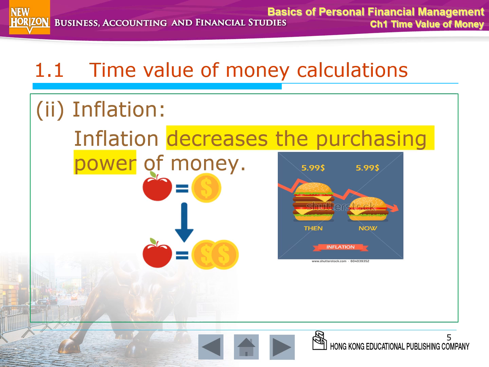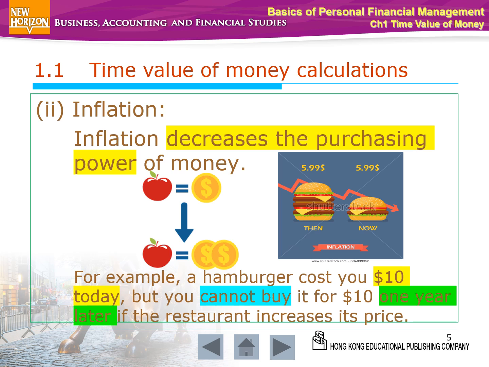Some years before, you spent $5.99 to buy a big hamburger, while now this amount $5.99 can only buy a smaller size of hamburger. That's what inflation means. It means that the purchasing power of money, in this case $5.99, decreases. That means you cannot buy the same size of hamburger from then and now. So it works. A hamburger costs you, for example, $10 today, but you cannot buy it for $10 1 year later if the restaurant increases its price.